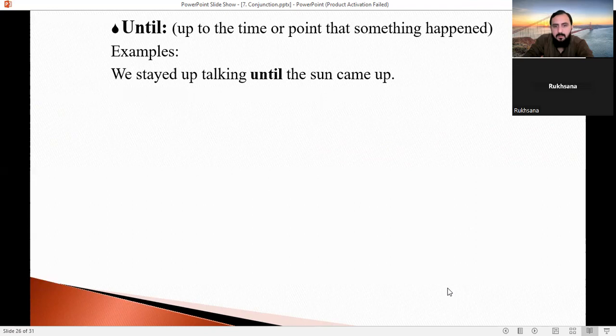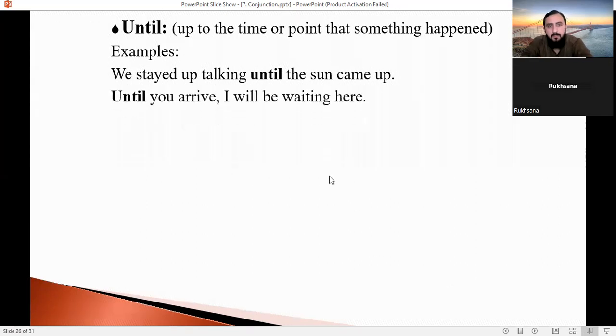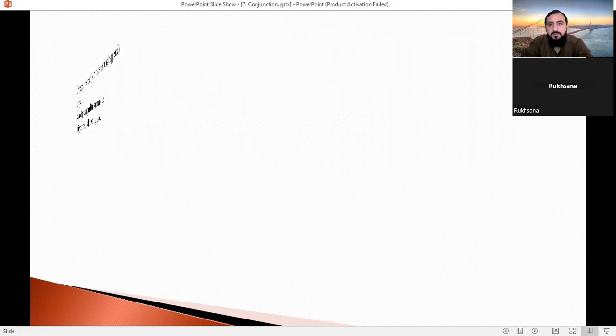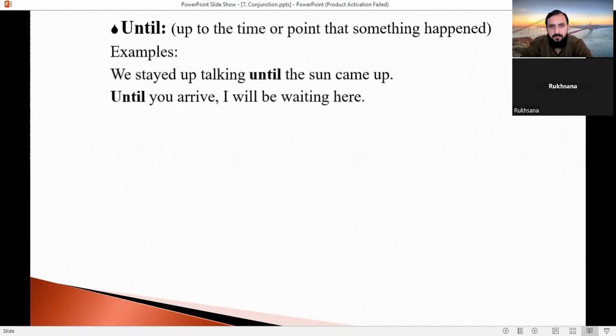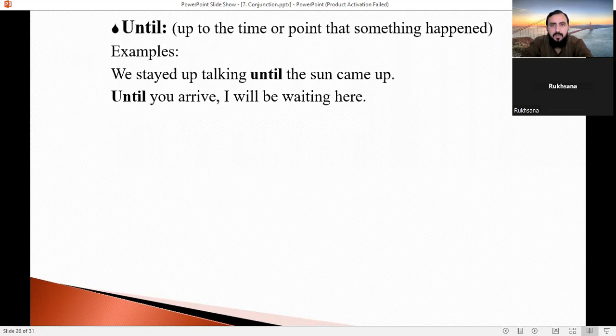Until. Up to the time or point that something happened. Example: we stayed up talking until the sun came up. Until you arrive, I will be waiting here. So until shows the final limit of something, okay? The final limit of something.